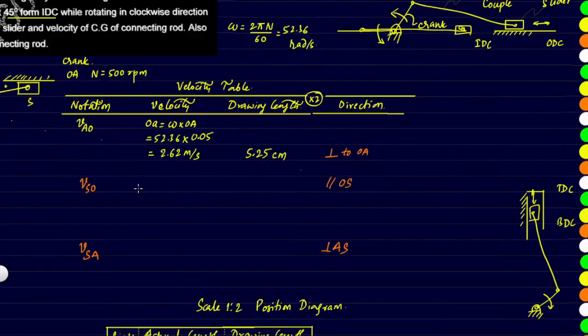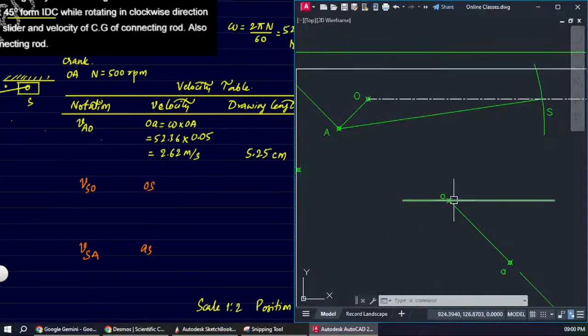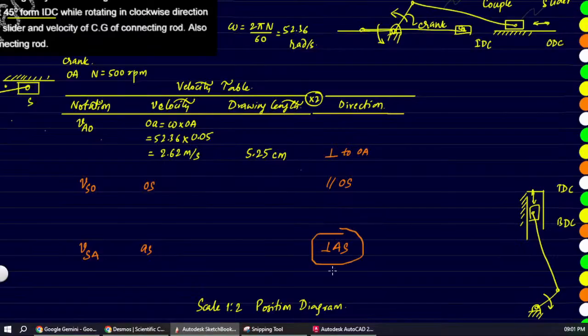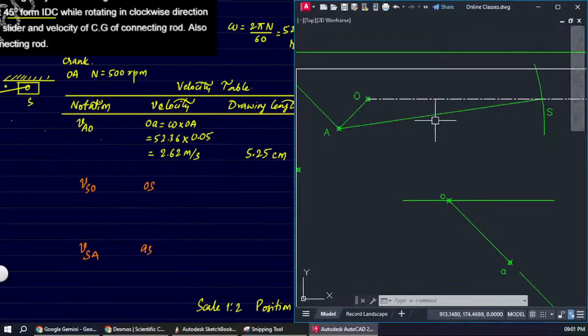The notation for the velocity of S with respect to O will be OS, so you can see that it is passing through the point O, and the notation for this will be AS, and you can see that it is passing through A. Let's come back to our diagram. We have already drawn the line for OS. It is already passing through O. We don't know which side S is located, so we'll keep it like that for some time, and then we will have to draw the line AS. Perpendicular to AS means over here.